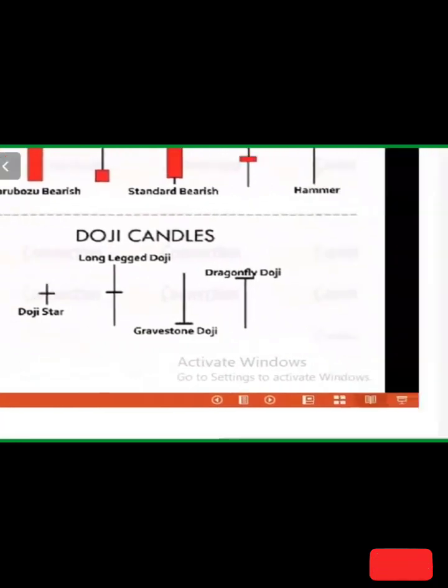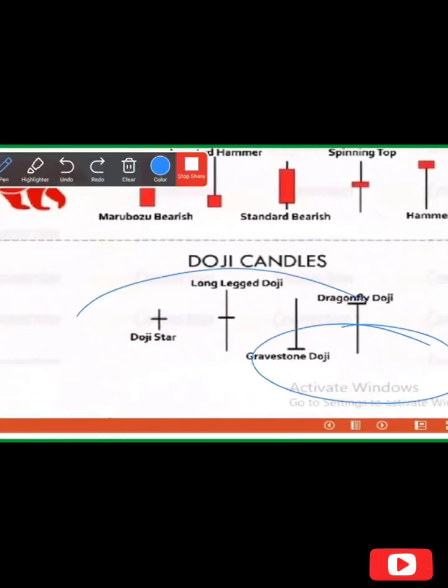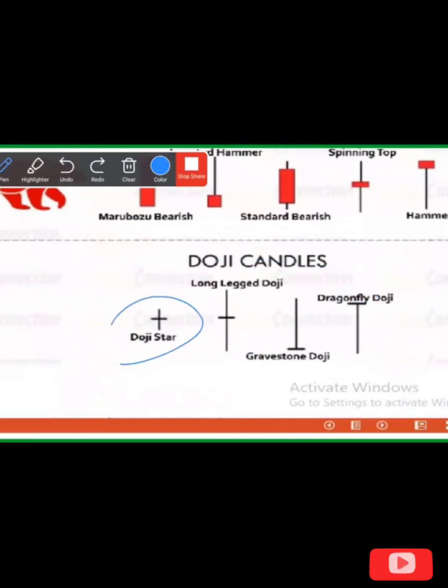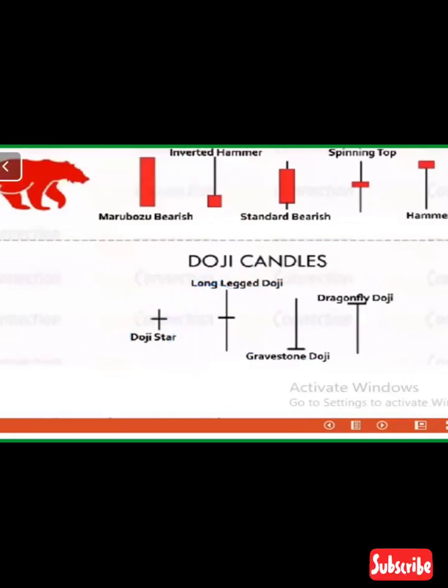Remember, we talk about the doji star. Okay, look at those doji star. Look at the long leg doji. Look at the gravestone, dragonfly. Remember this long leg. We also have the short one, which is this one. So these are just very simple. Please practice. They say practice makes perfect.